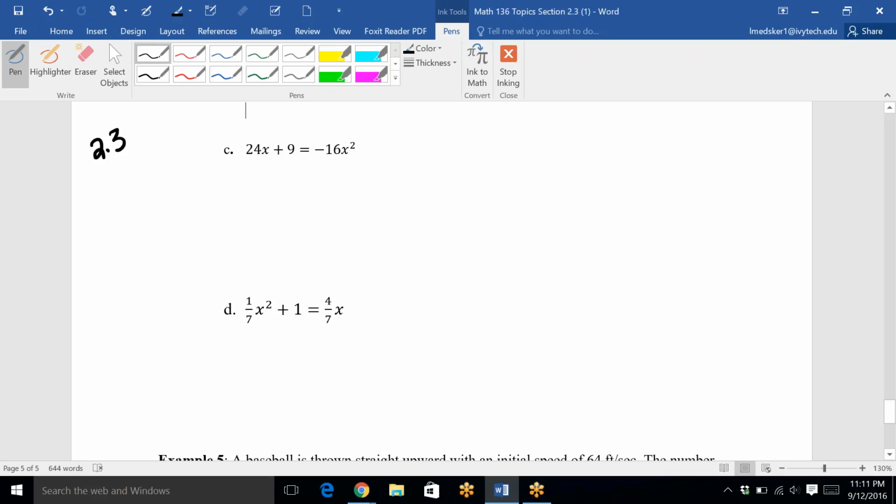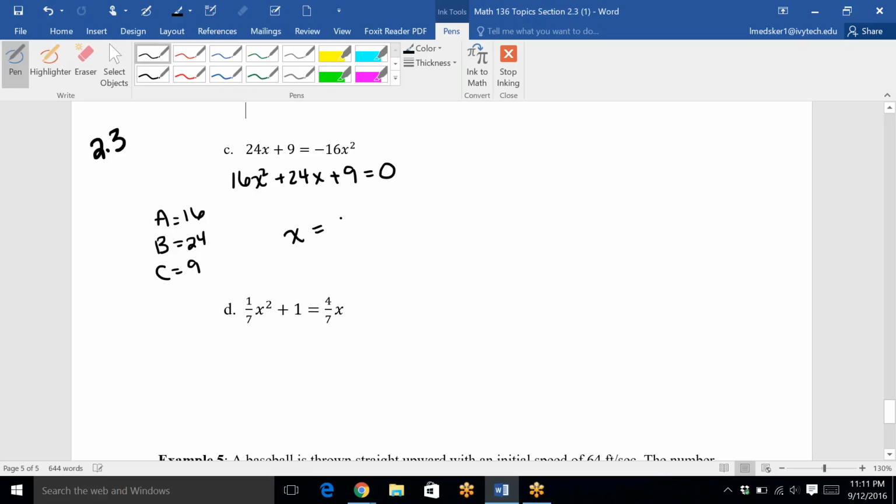So the first thing is in quadratic formula, everything has to be in standard form, which means you have to have 0 on the other side. So I'm going to move the 16x squared over by adding it. And that makes it positive 16x squared over here. So then our A is 16, our B is 24, and our C is 9.